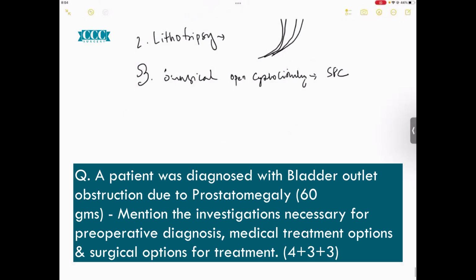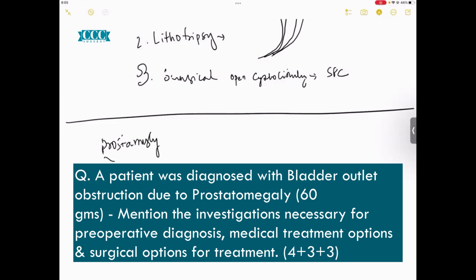A patient was diagnosed with bladder outlet obstruction due to prostatomegaly, 60 grams. Mention the investigations necessary for preoperative diagnosis. So they have given you 4. So the patient has a prostatomegaly.